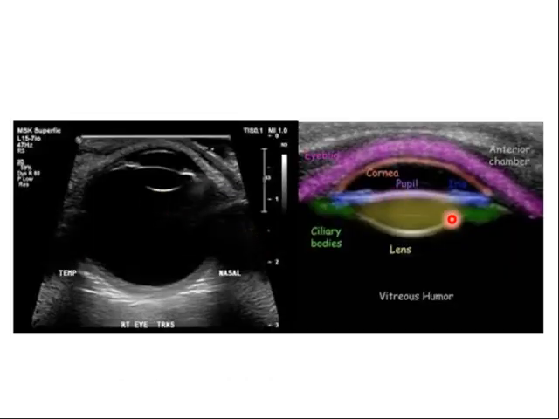Here we can also see the structures of the anterior segment. This is the eyelid, and this line is the cornea. This opening is the pupil. This is the iris and ciliary body, and this is the lens, and behind it the vitreous humor.